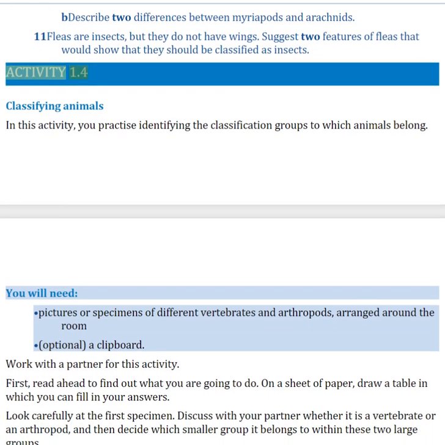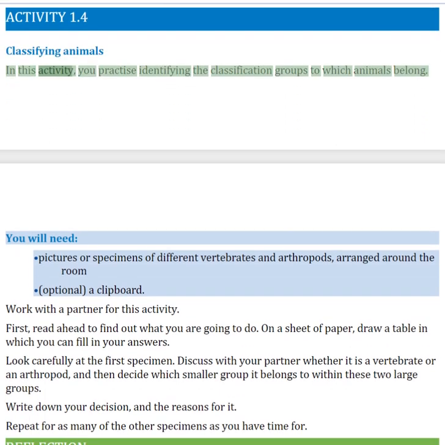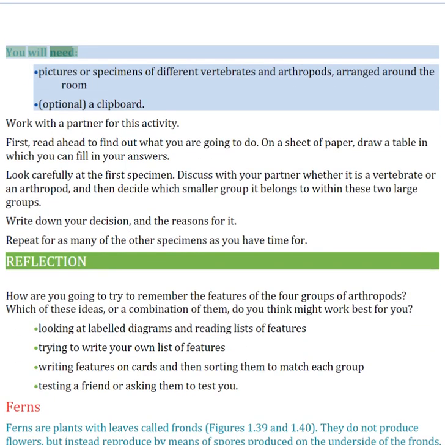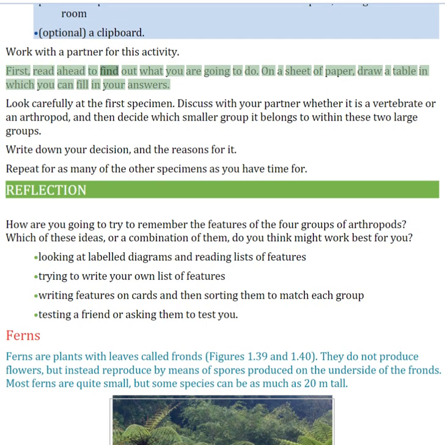Activity 1.4. Classifying animals. In this activity, you practice identifying the classification groups to which animals belong. You will need pictures or specimens of different vertebrates and arthropods, arranged around the room. A clipboard. Work with a partner for this activity. First, read ahead to find out what you are going to do. On a sheet of paper, draw a table in which you can fill in your answers.